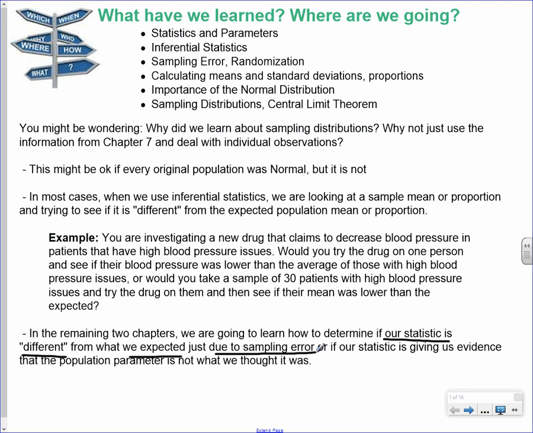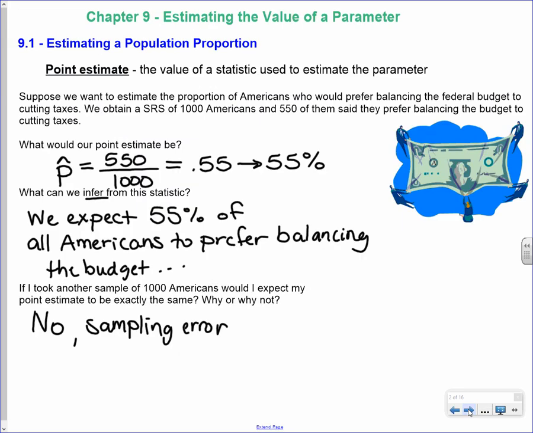Or is our statistic different enough from the parameter to say that our statistic is special? And so we think the parameter is not really true. Okay, so either it's increased or decreased or something like that. Okay, and so that's what we're working towards in this chapter. So chapter 9 is all about estimating the value of a parameter. So inferential statistics, trying to figure out what the true parameter is. So estimating a population proportion is what we're doing in 9.1.